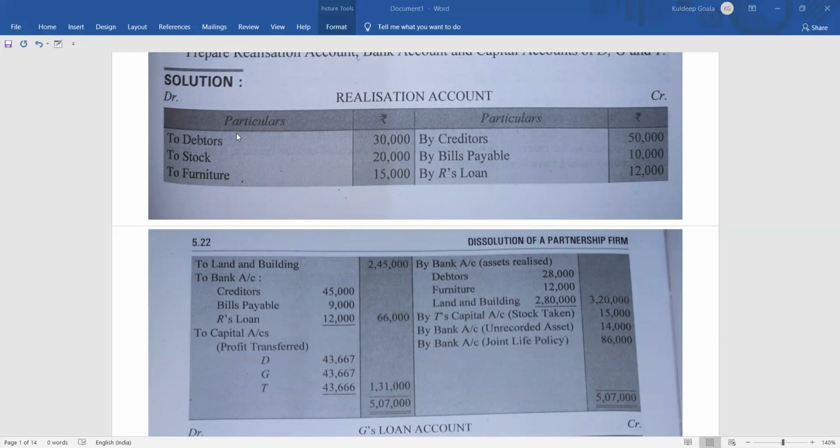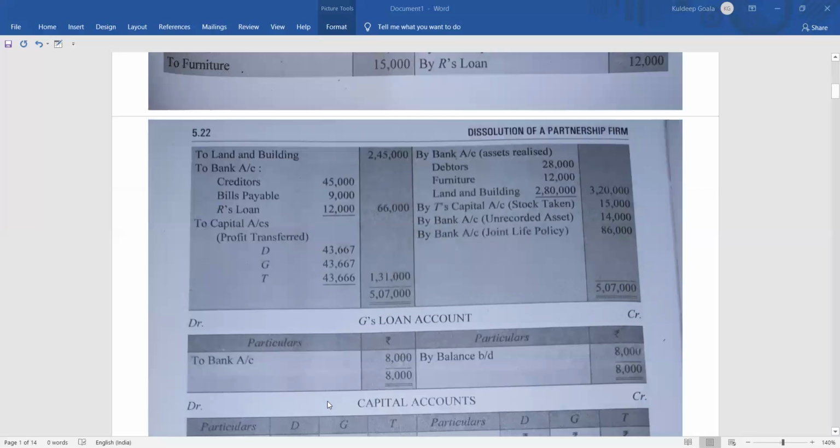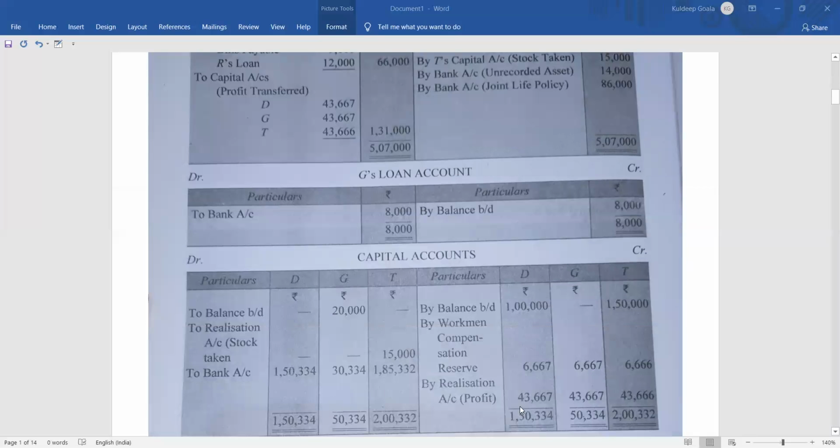In the debit side, let's check. Yes, in the debit side, we have got the profit on realization. So it will come in the credit side, crossing. I told you the other day also, crossing. It will come on the crossing side, because the journal entry is like this: realization account debit to partners capital account. Profit on realization, how will you transfer? Realization account debit to partners capital account. So partners capital credit side by realization account, the profit 43,667 in all the cases, except in case of T, to adjust the 1 rupee.